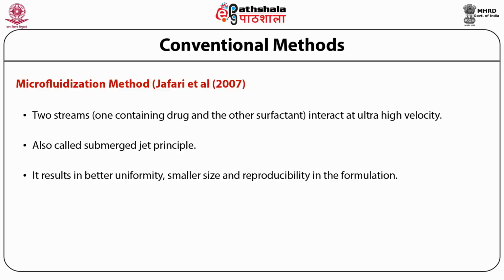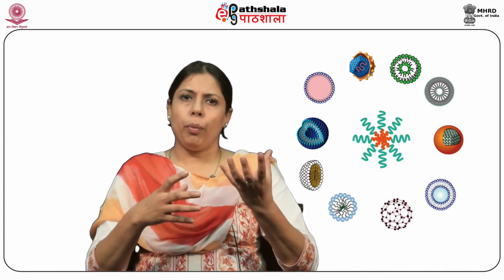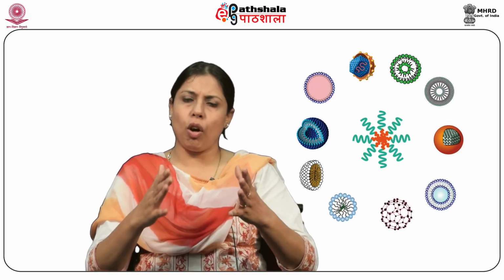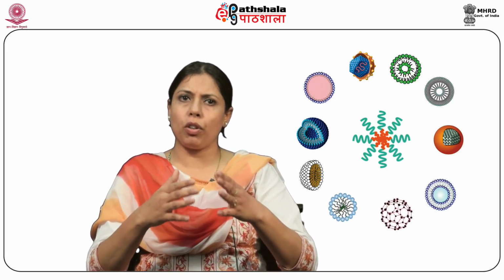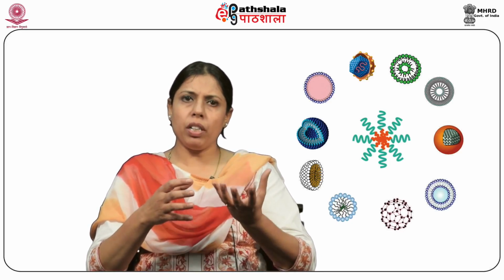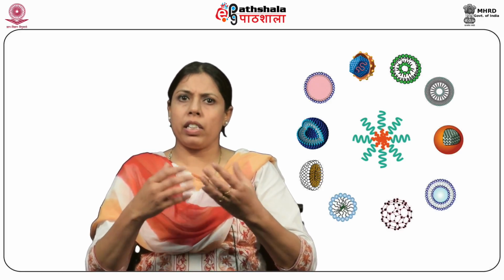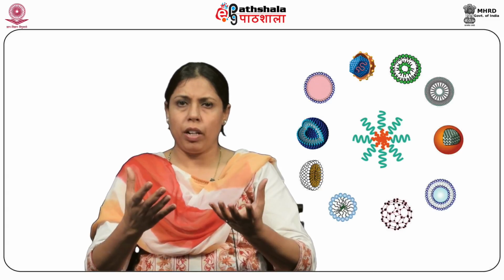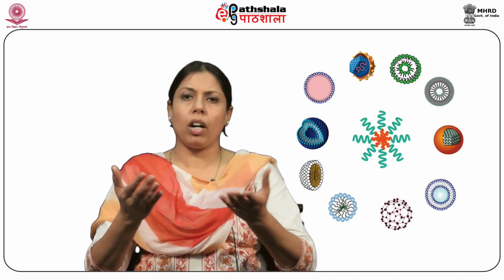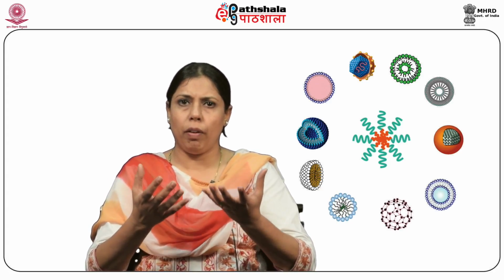In reverse phase evaporation method for preparation of neosome, we take a vessel. In this vessel, we add cholesterol and surfactant, which are dissolved in a mixture of organic solvents, usually ether and chloroform in 1:1 ratio. Now to this vessel, we carefully add the aqueous phase containing the drug. The two phases, when coming in contact, result in the formation of a two-phase system, which when subjected to sonication at around 4 to 5 degrees centigrade, ultimately leaves us with a gel kind of product.